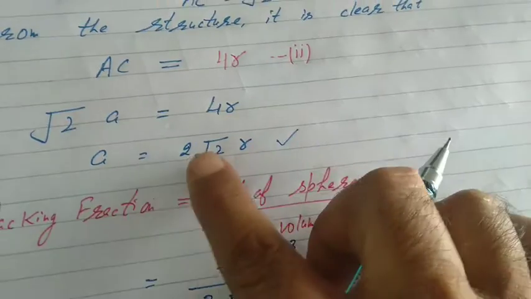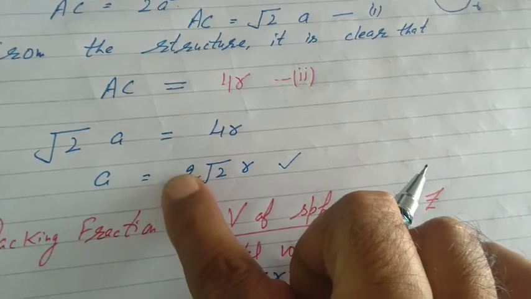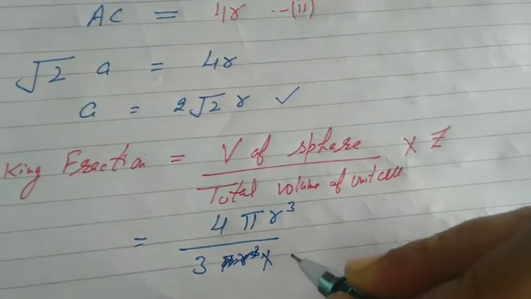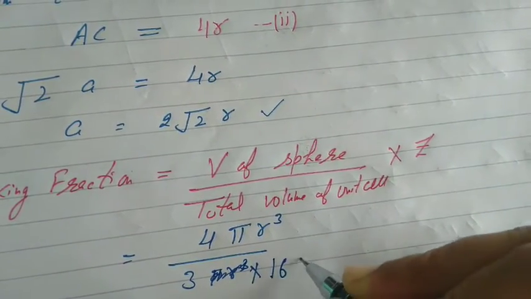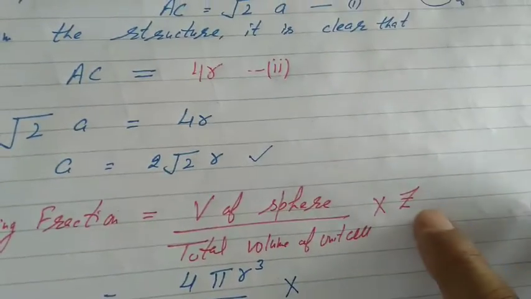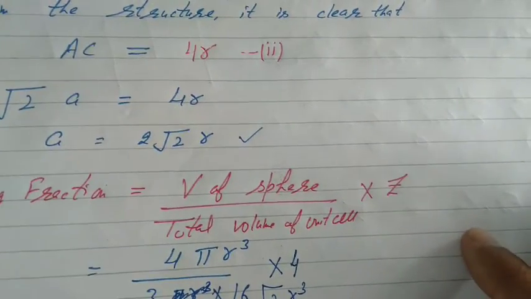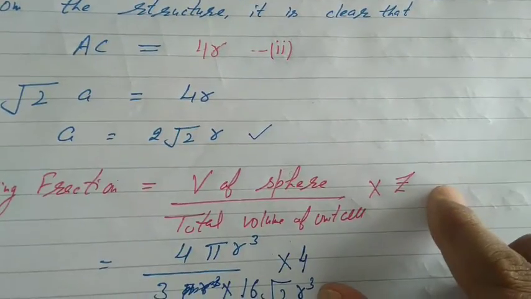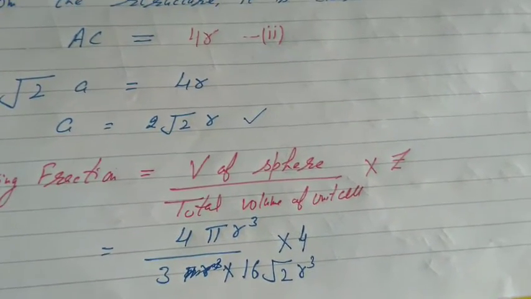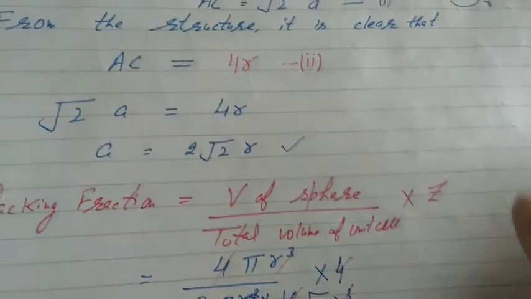That's the formula, students. Volume of sphere is 4 by 3 pi r cube, volume of unit cell is A cube, where A is equal to 2 root 2R. Its cube is 2 2s are 4, 4 2s are 8, 8 into 2 is 16, 16 root 2 R cube. For the FCC system, all of you know Z is 4. It means for FCC we consider 4 times the volume of sphere upon volume of unit cell. 4 4s are 16, it will divide, R cube divides.